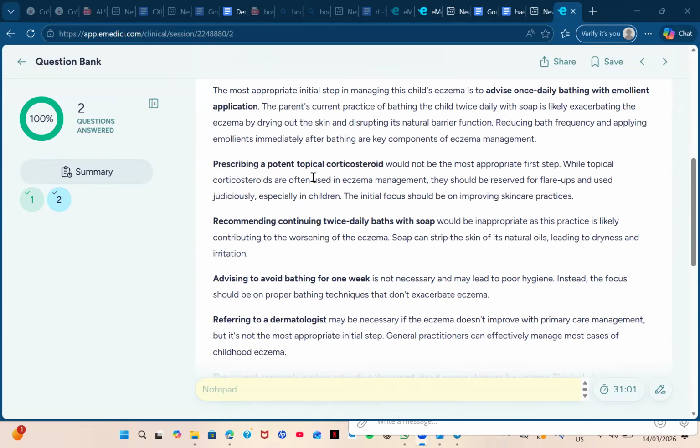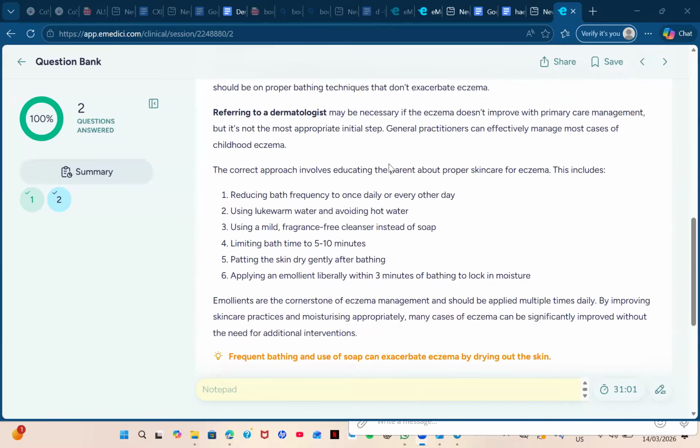Reducing bath frequency and applying emollients immediately after bathing are key components of the management. So let's discuss why not the other option. Topical corticosteroid would not be the most appropriate first step. While topical corticosteroids are often used in eczema management, they should be reserved for flare-ups and used judiciously, especially in children. The initial focus should be improving skin care practice. So initially we have to avoid triggers and keep the skin moist with emollients. This is the first line management, right, doctors? Yes, this is the correct approach.